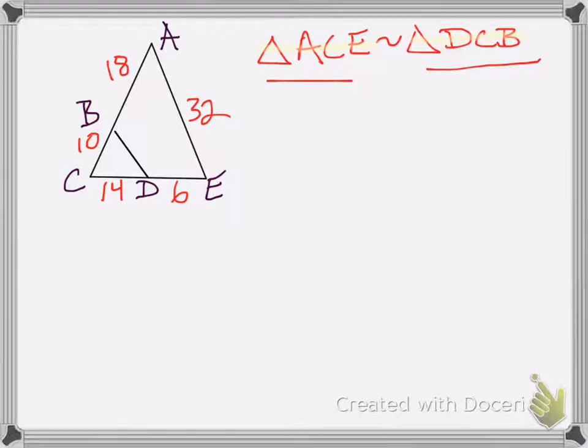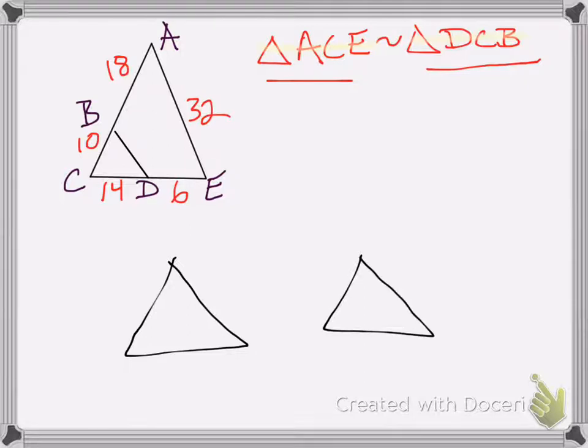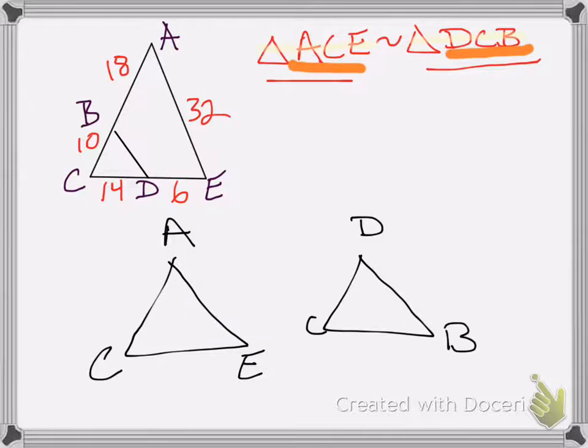So let me change colors real quick, and let's redraw some stuff. So here's two triangles. Nothing special, just two triangles. And now I'm going to label them according to what I was told in my given information up here. A, C, E, and triangle D, C, B. I labeled them the same way, in the same order, just like they told me in the original up here.